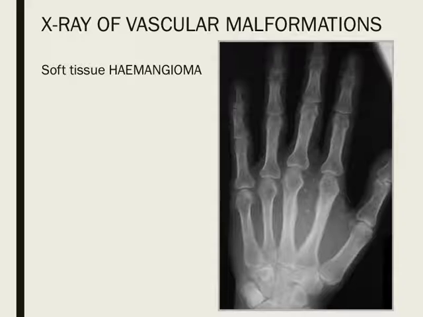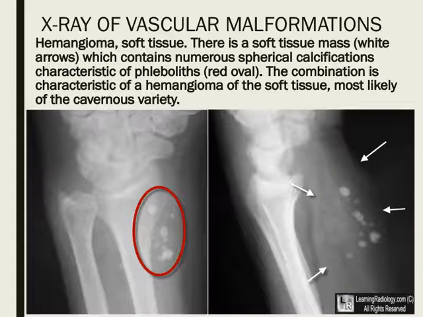Another way that you can make a diagnosis is the presence of phleboliths. Apart from the phleboliths, you realize that there are also cortical changes in the adjacent bone. So you can make an inference of a possible soft tissue hemangioma and then do further imaging to make your diagnosis. Here you can really see the phleboliths, so you are sure that these are phleboliths associated with a soft tissue mass. One of your differentials will be a hemangioma. But remember that venous malformations can also give you phleboliths, as we'll get to.